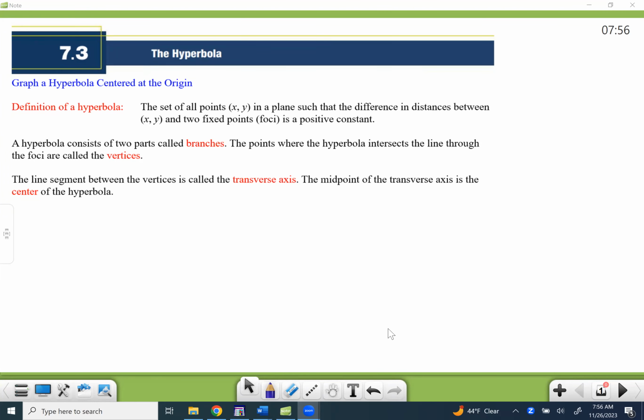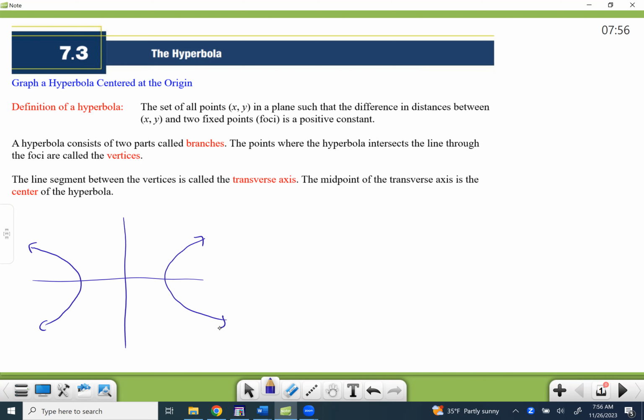So let's go ahead and talk about our last conic section, the hyperbola. The hyperbolas we're going to discuss in this class are either going to open left and right, horizontally, or they're going to open up and down, vertically. It's kind of like two parabolas facing the opposite way of each other.